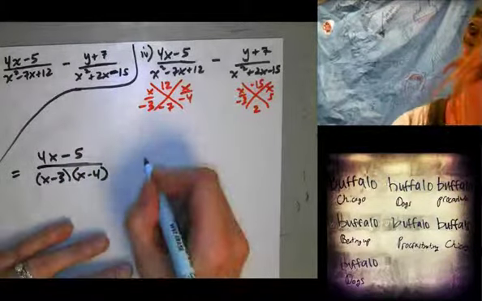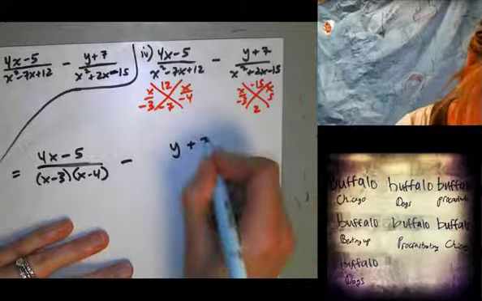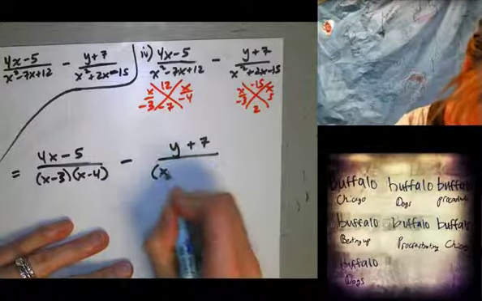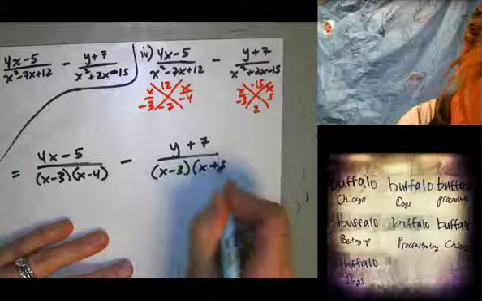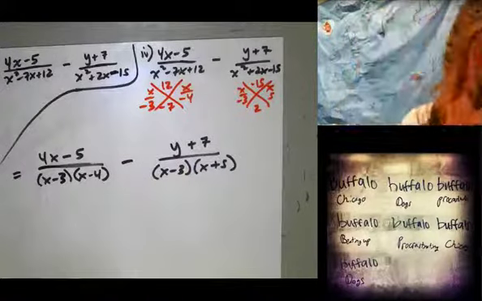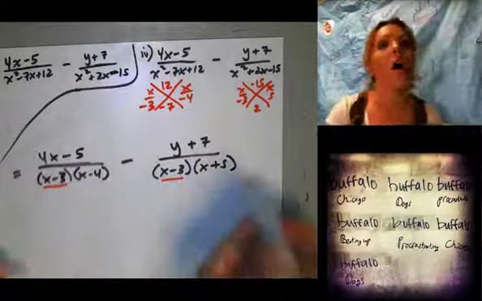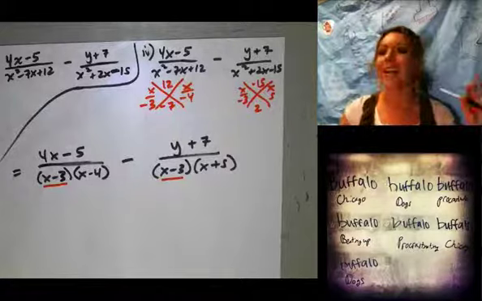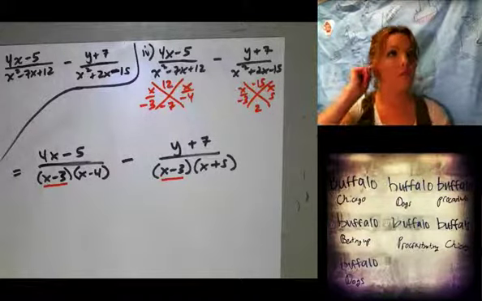But if you're wondering why we factor first, it's because now they both already have an x minus 3 in common. So you don't have to worry about multiplying that to the other fractions.